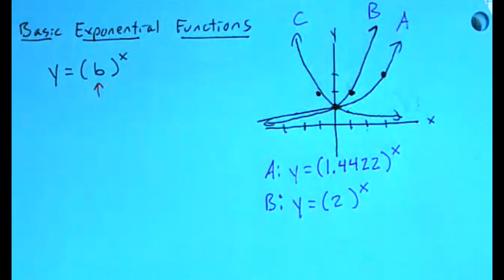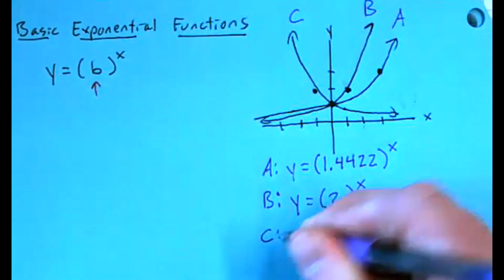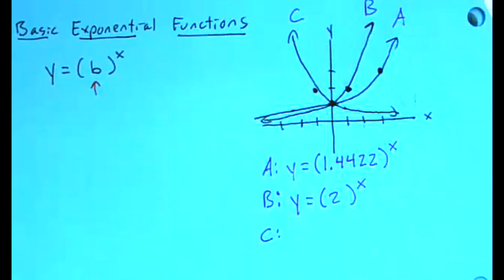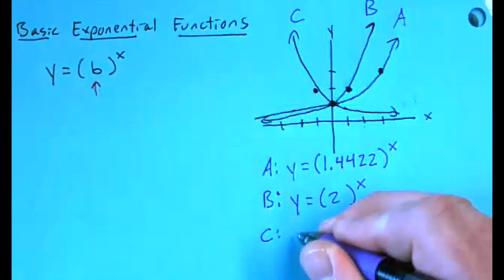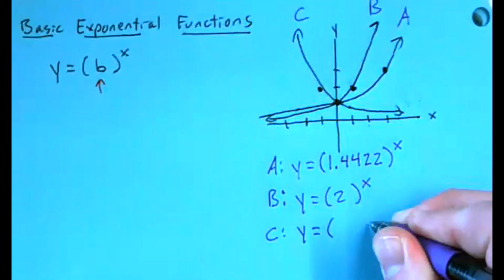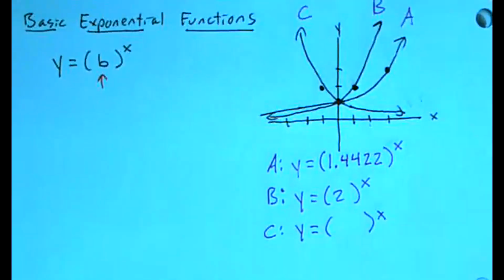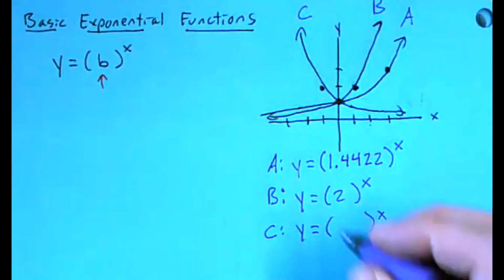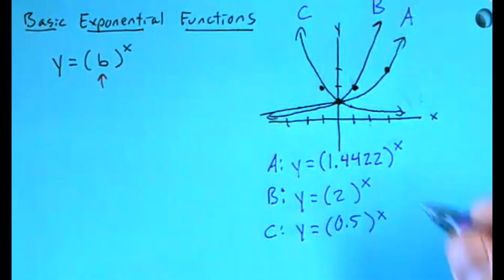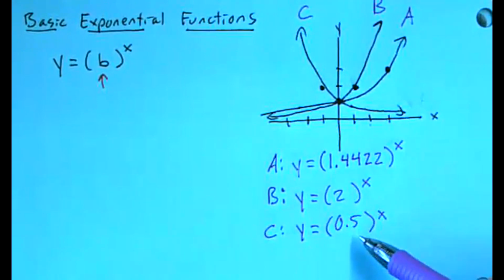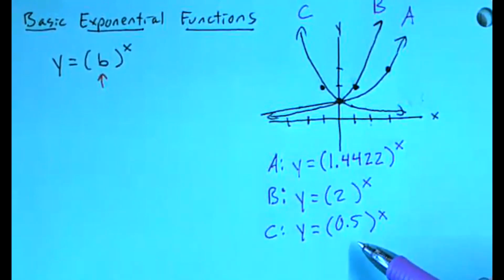And then C was kind of the weird one that was going downhill instead of uphill. What did you guys end up putting in for your base for C? What did you put in? 0.5. Did anybody do that as a fraction? Did anybody do it as 1/2? That would work. 1/2 is the same as 0.5, isn't it? 0.5. Yep. Great.